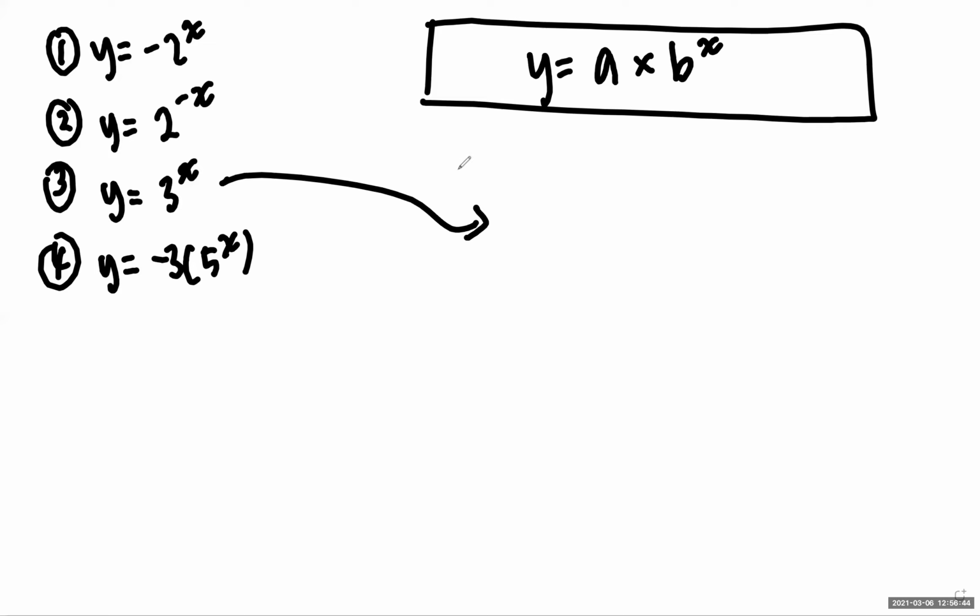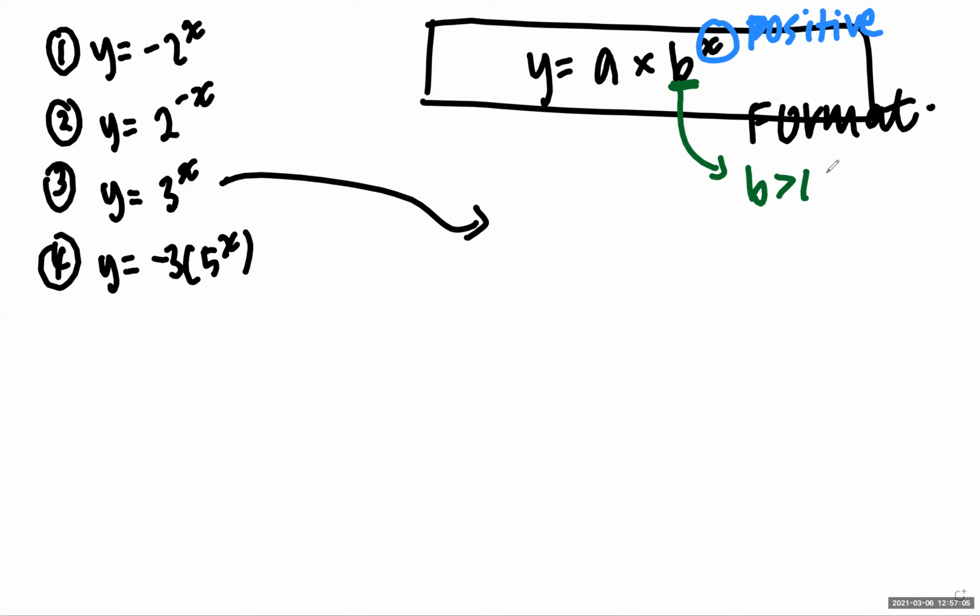Number 3. First thing first, it's not in the right format, because it has to be in this format. Do you remember just now, I told you that the x must be positive. That is the first condition. And then the next condition, you need to know your b: whether your b is greater than 1. If b is greater than 1, it is a growth graph. If b is between 0 and 1, it is a decay graph.